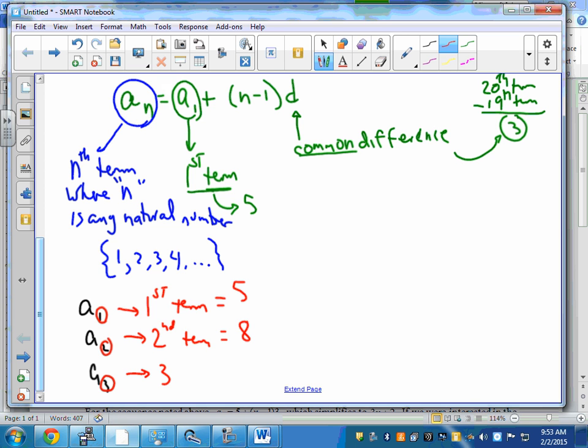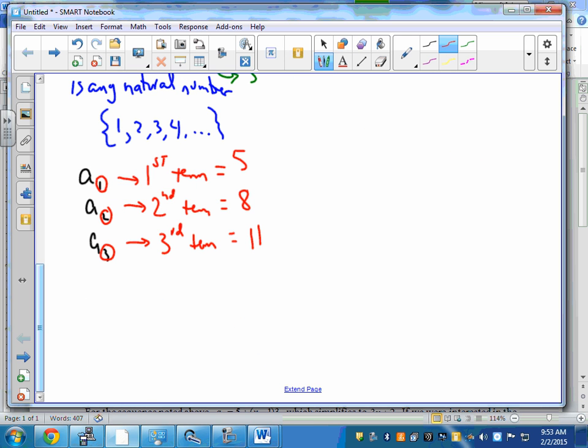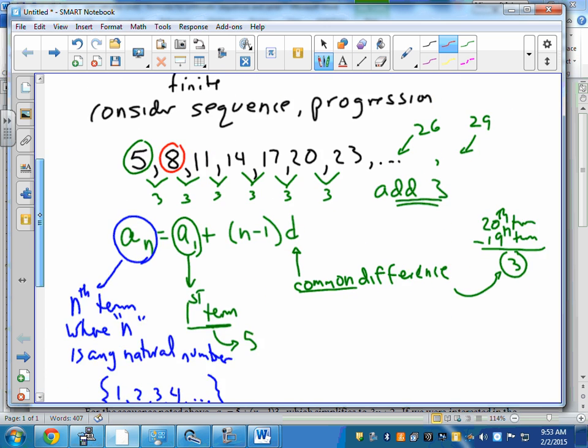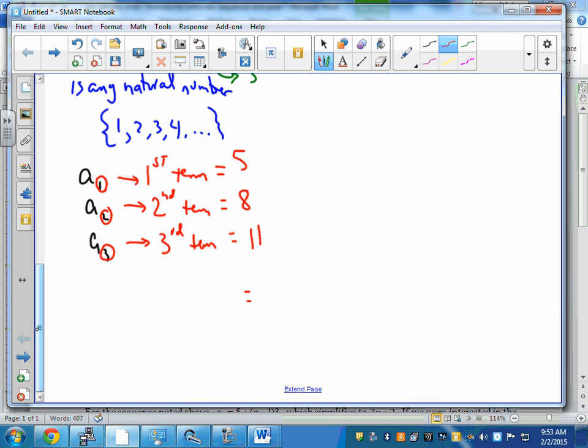The third term, and that's obviously 11. Now notice you can also do this if I give you a term. Suppose I looked at a particular term in here and I said, well, shoot, 29 is in this list. 29 is in the list. Which term is that?